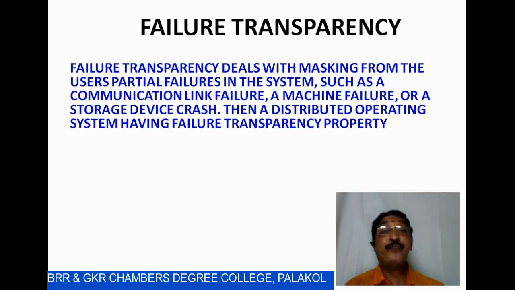That's why failure transparency deals with masking from the user the partial failures in the system. What are the partial failures? A communication link may fail. A cable may disconnect. A particular machine may fail. A storage device or a hard disk may crash. Even in these failures, the remaining distributed system must continue executing the process. That is called failure transparency.